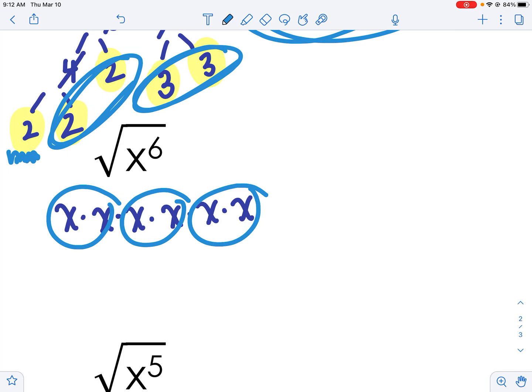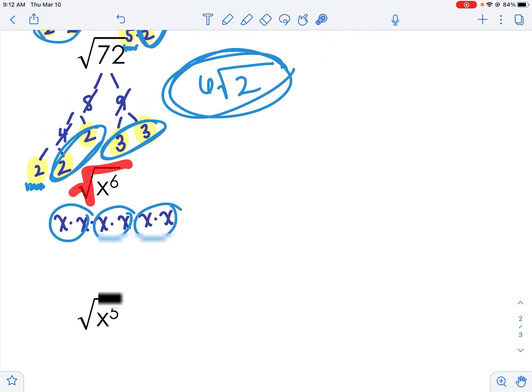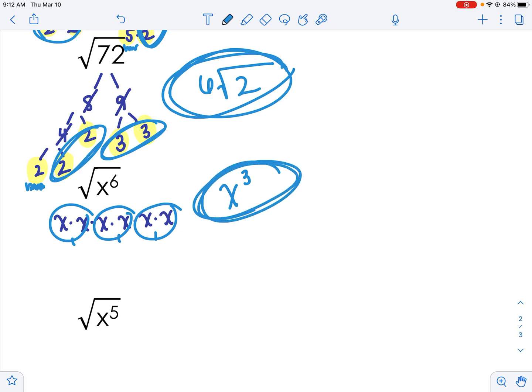So what's really nice about this problem is that everything gets to come out of the house. Everything gets to come out of the radical. Remember, only the solo numbers stay underneath, and there's nothing solo about this. So if I have 3 and I take out 1 per each one, that would be x to the power of 3 because I'm multiplying. Not 3x, that'd be x to the power of 3.